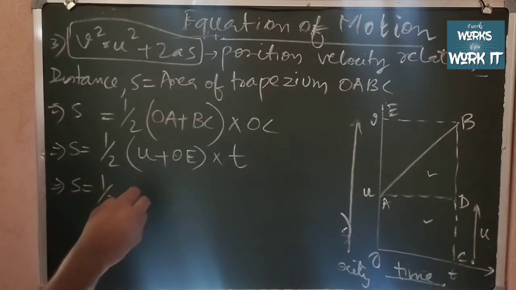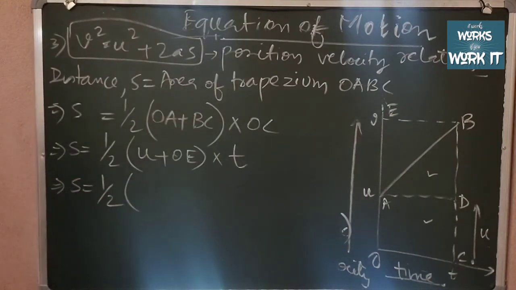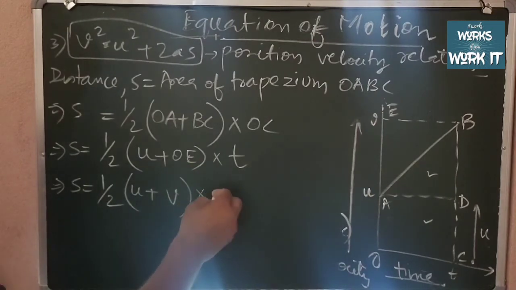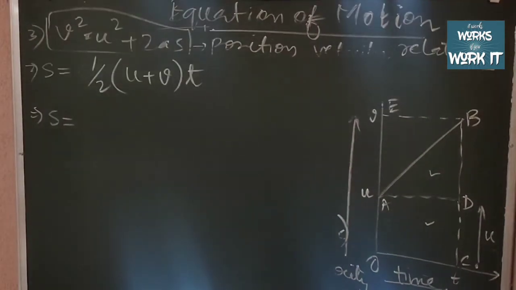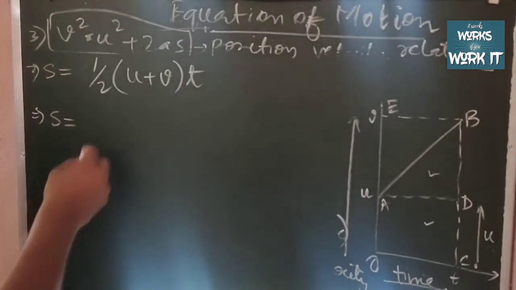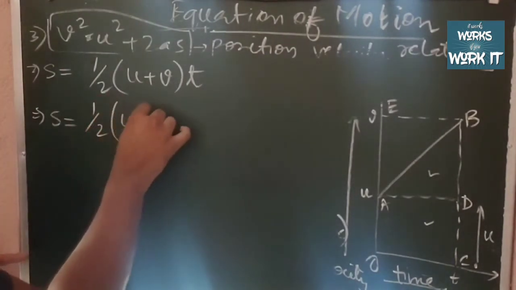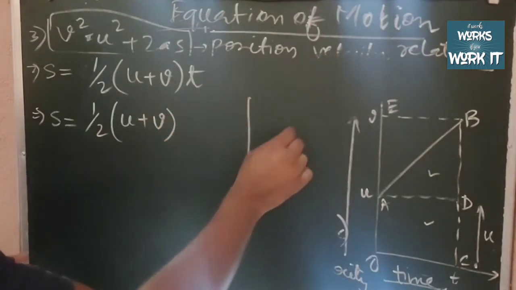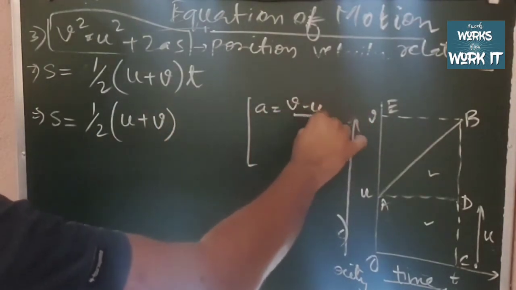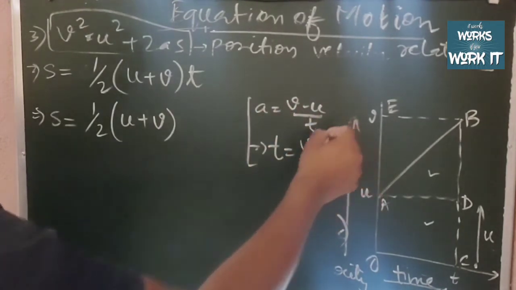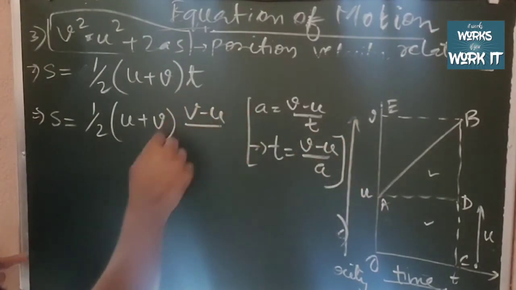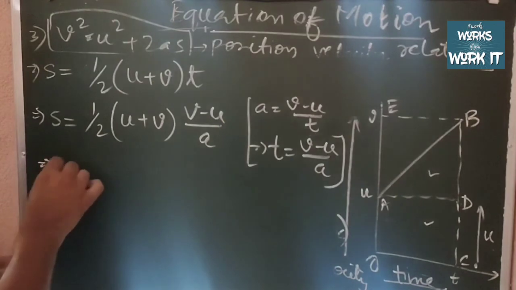So S will be equal to half into the initial velocity U, plus in place of OE we are writing V, the final velocity, into T. Again we will describe this step a little bit: S equal to half U plus V into T. In place of T, we have the formula A equal to V minus U by T. So after rearranging A and T we get T equal to V minus U by A. So in place of T in the step we can use V minus U by A.